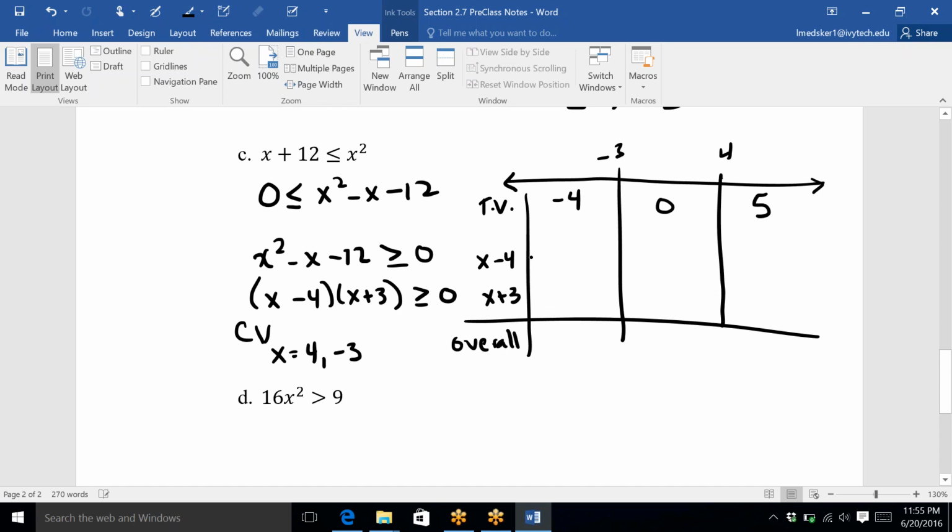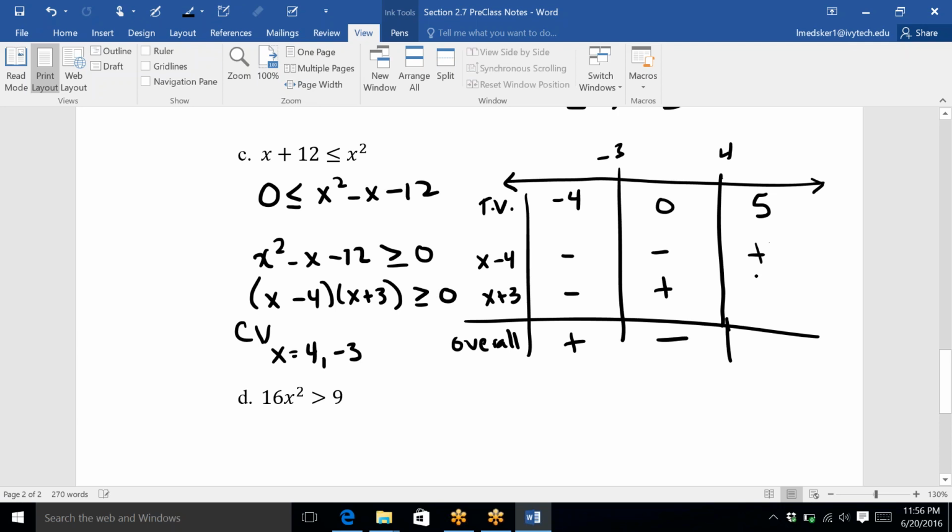Okay, so negative 4 minus 4 would be negative. Negative 4 plus 3 is negative. Negative times negative is positive. 0 minus 4 is negative. 0 plus 3 is positive. That would be an overall negative. And it does not always go positive, negative, positive. We've had 3 of those back to back. Trust me, that is not a common thing. Even the signs don't have to alternate. It could be positive, positive, or negative, negative. But those cases are a little bit more rare.